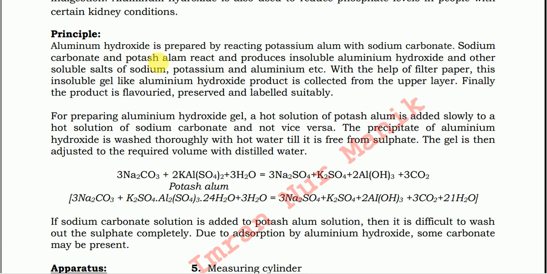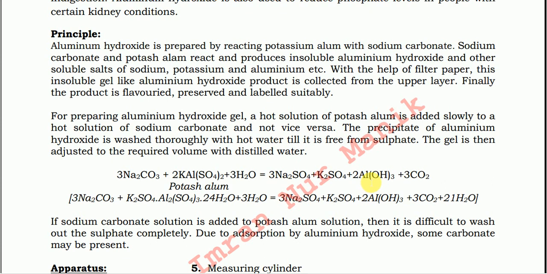Sodium carbonate and potash alum react and produce aluminum hydroxide and other soluble salts of sodium, soluble salts of potassium and aluminium, etc. With the help of filter paper, this insoluble gel-like aluminum hydroxide product is collected from the upper layer, and finally the aluminum hydroxide is dried, flavored and preserved with some suitable preservative and labeled.